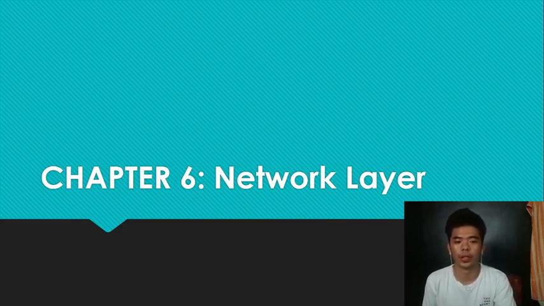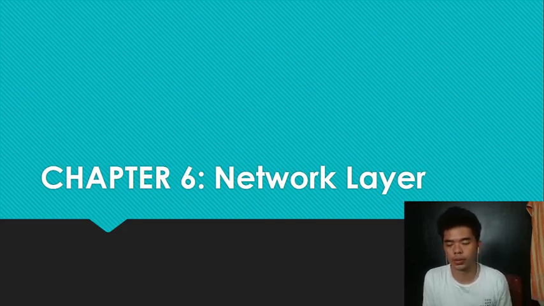So first, the network layer. Our network layer, or OSI layer 3, provides services that allow end devices to exchange data across the network to accomplish end-to-end transport. The network layer uses four basic processes. First is addressing end devices. Second is encapsulation. Third is routing. And fourth is de-encapsulation. The next one is the common network layer protocols, which include IPv4 and IPv6.